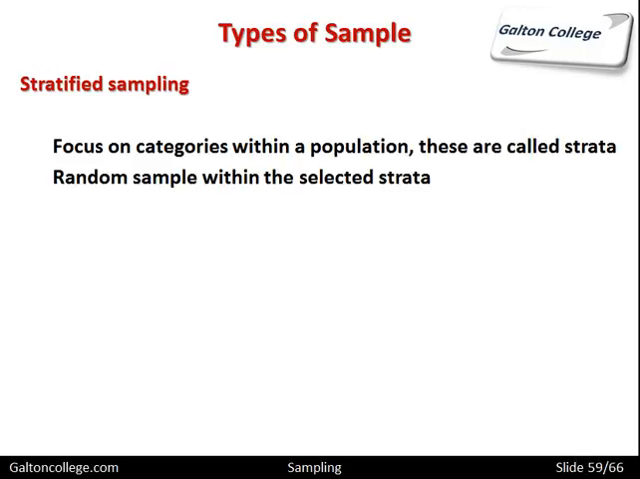There's also something called stratified sampling, to focus on categories within the population. These are called strata. Then random sample within the strata. So for example, if you are looking at university students, then university students are a subset of the whole population of people. But why sample from the whole population of people? That would be inefficient. Try to sample from university students only if these are the people you're interested in. If you sample from the whole population, it's inefficient. Some of the responses will not be applicable, will not be usable.